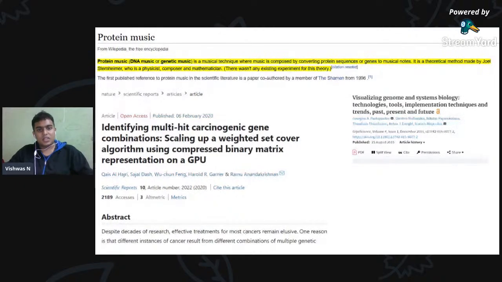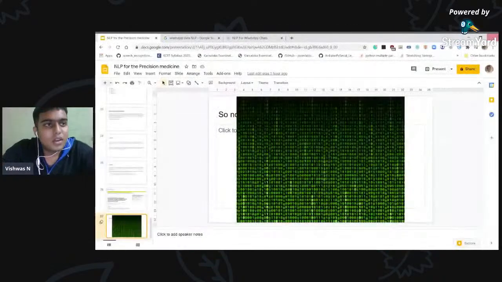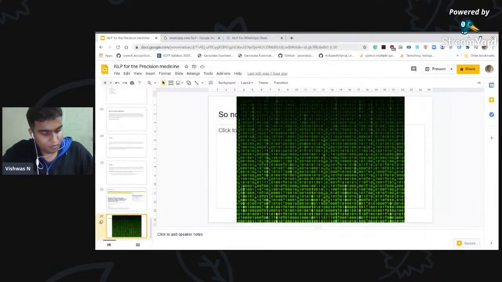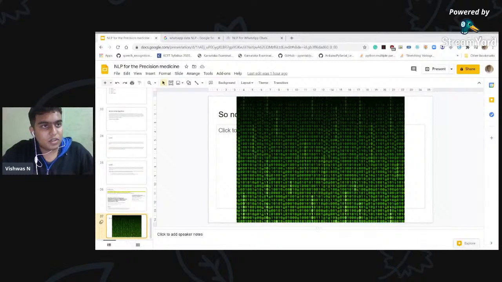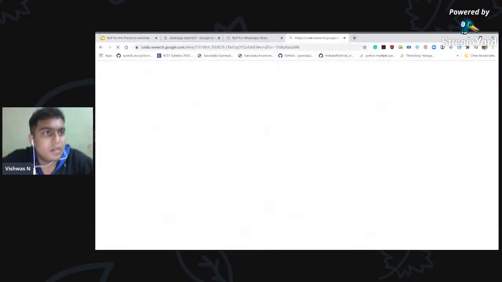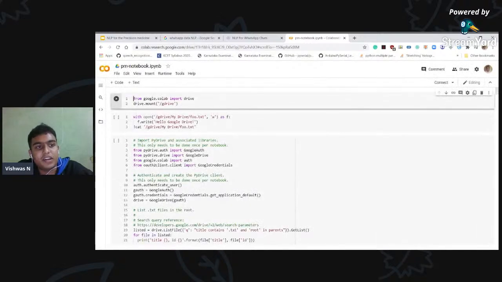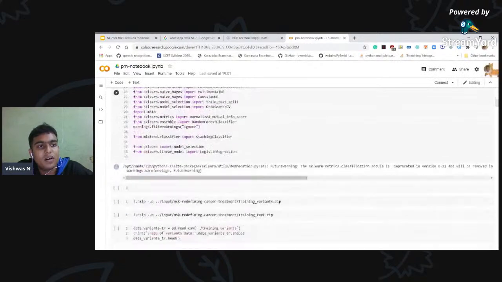So now let's just get into the code. Let me share one more window which I'll be using. So now, can you think of something like this? It's a huge and humongous impact which this world has. This is actually a precision medicine notebook which I'll be working on now.